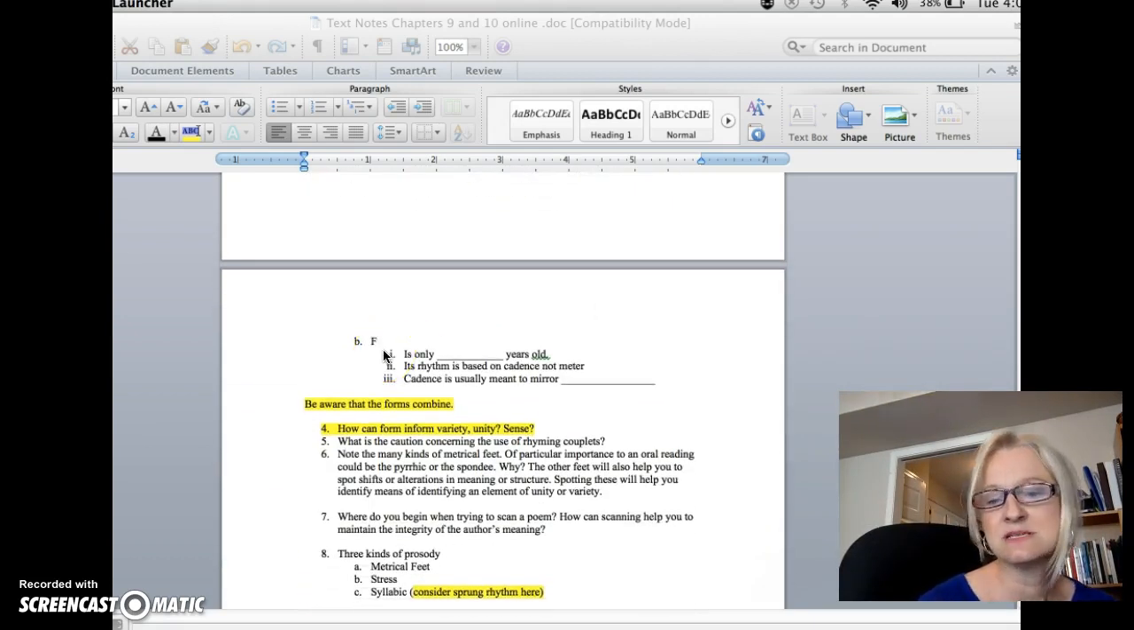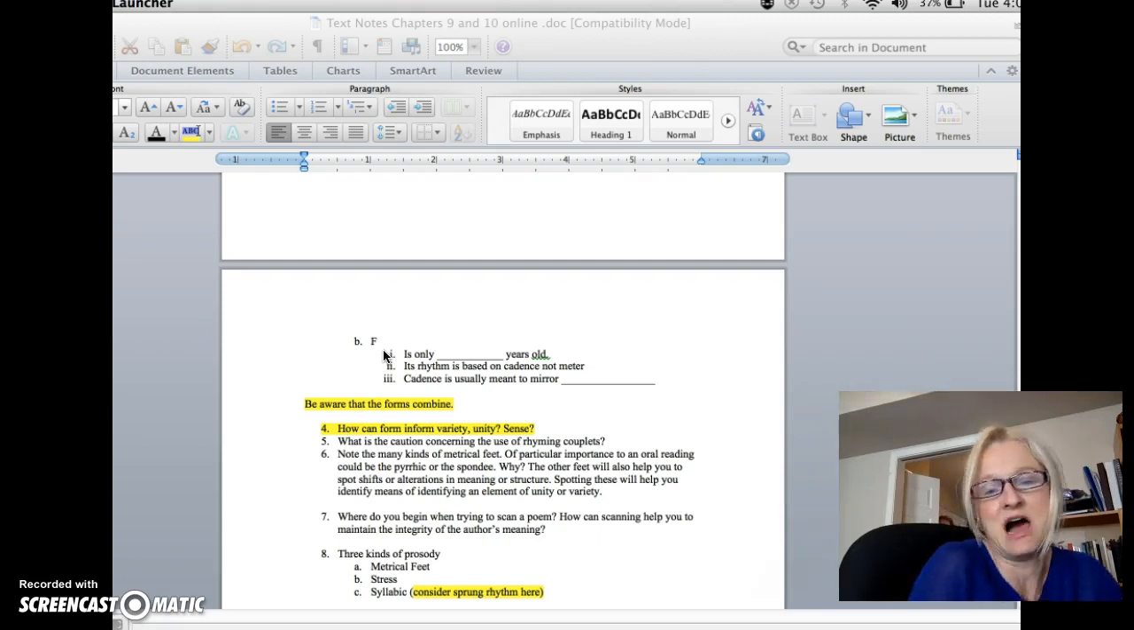Free verse is the newer kind of poetry and the one that we study, it seems, most often to me. And hopefully you noted in your book that it is how old? 125 years old, or roughly there, and maybe 130. It's not that old of a form. It's like the novel. The novel is not that old of a form.